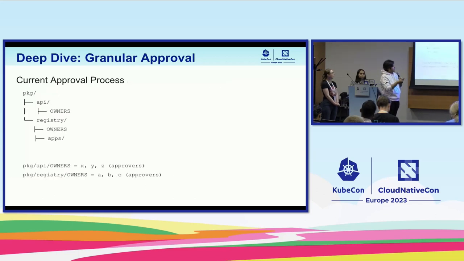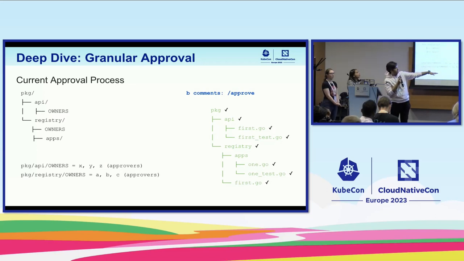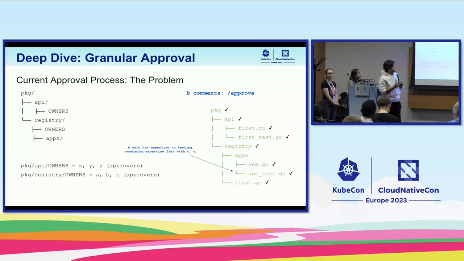If you look at the current approval process, it looks like this. If those are the set of files changed in a PR, and X, who is an owner in package API, says slash approve, everything in API gets approved. Now if B says slash approve, everything in registry, even under apps, gets approved. This might be fine, but what if B only has expertise on testing, while the remaining expertise on apps and the file first.go lies with A and C?